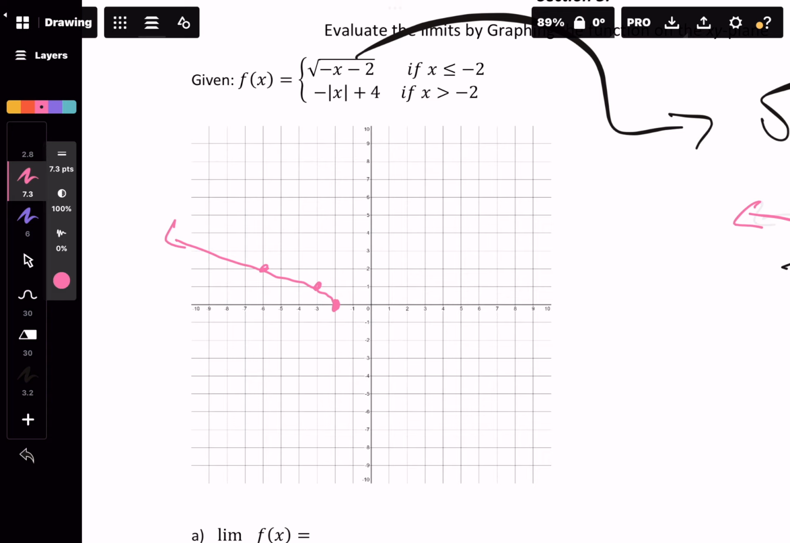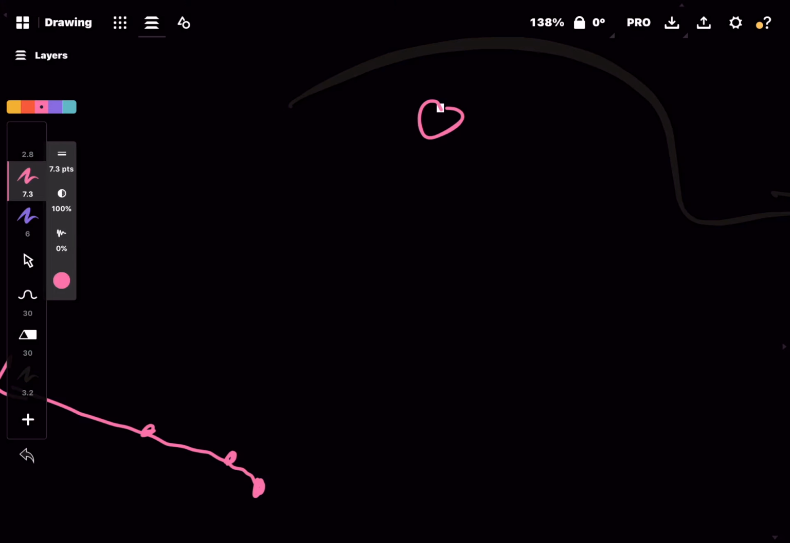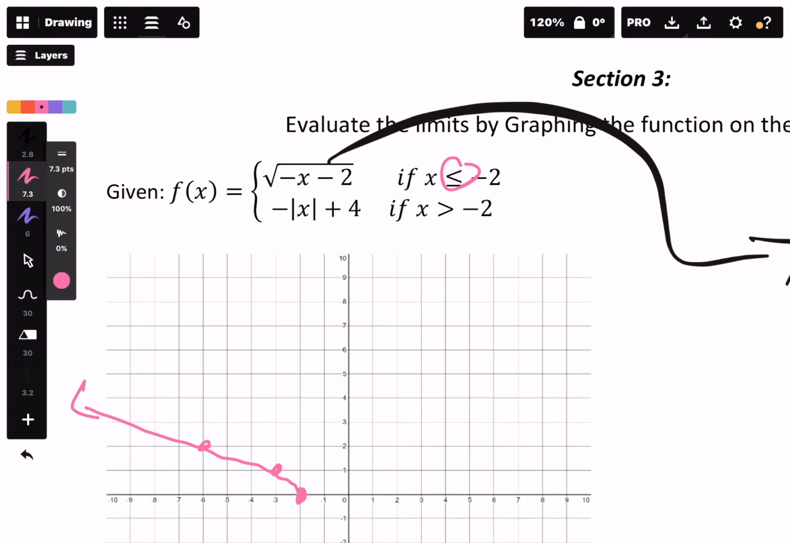Okay, we have one of the sides done just from knowing the function. If you do not know the function, another easy way is trial and error, plugging in values, anything at or above negative 2. Since it's equal to negative 2, if you plug in negative 2, it should give you 0. If you plug in 3, this should give you 1. If you plug in 6, this should give you root 4, which is 2. And you can figure out the rest.